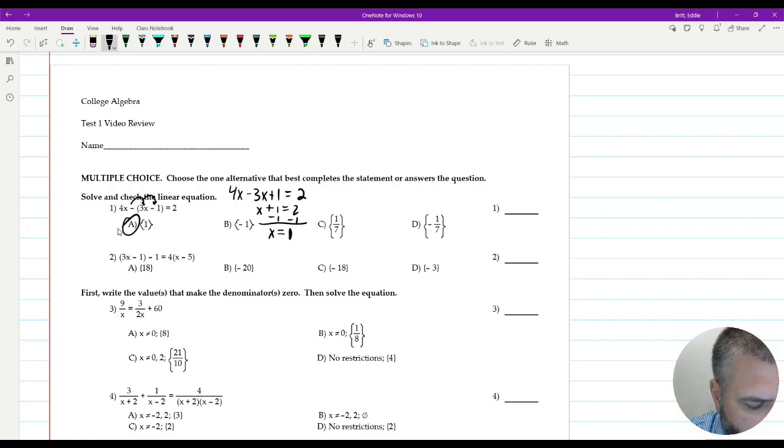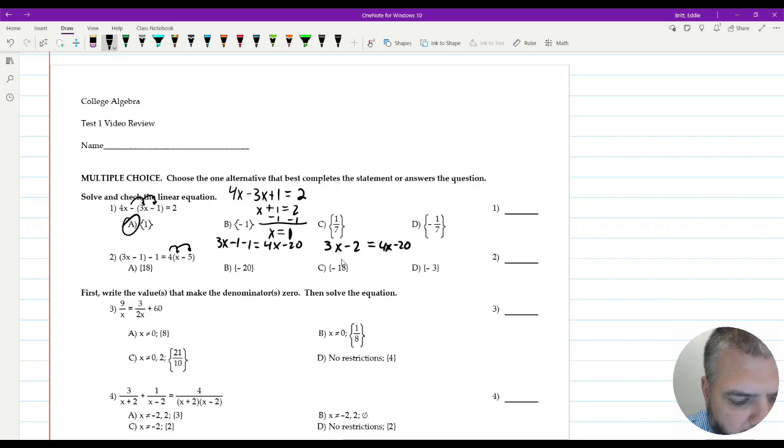Alright, number 2, I don't have anything in front of this parentheses right here, so you can get rid of the parentheses. Also on the right side of the equation, there's a 4 in front of the parentheses, so you need to distribute that to both terms. So that gives you 3x minus 1, and then you have another minus 1, equals 4 times x is 4x, 4 times -5 is -20. So that's going to be, I'm just going to keep working over to the side here. That's going to be 3x minus 2 equals 4x minus 20.